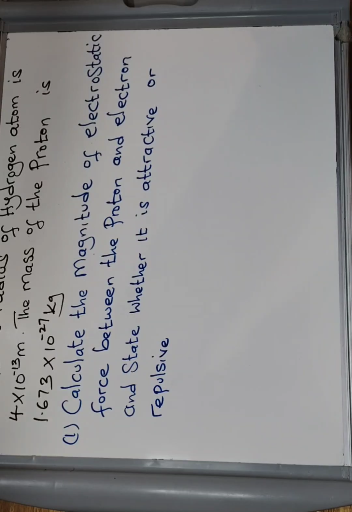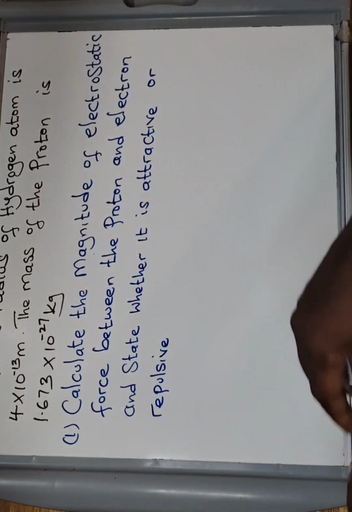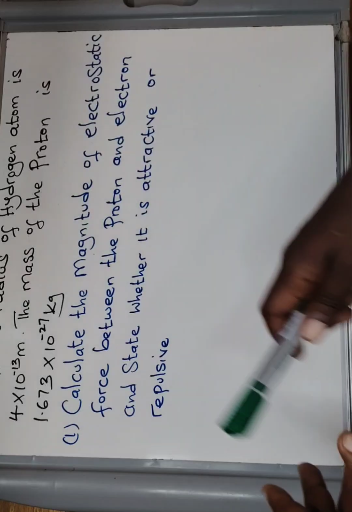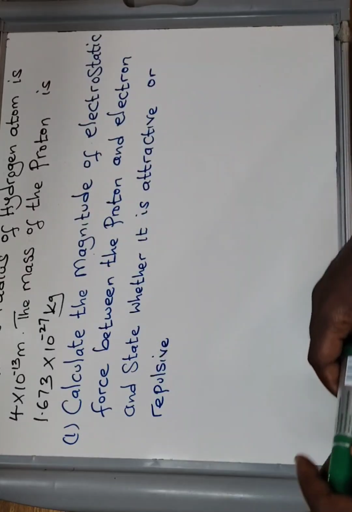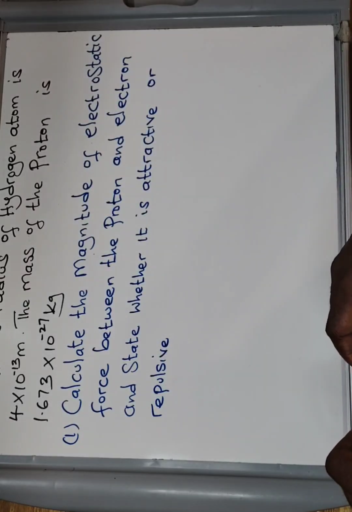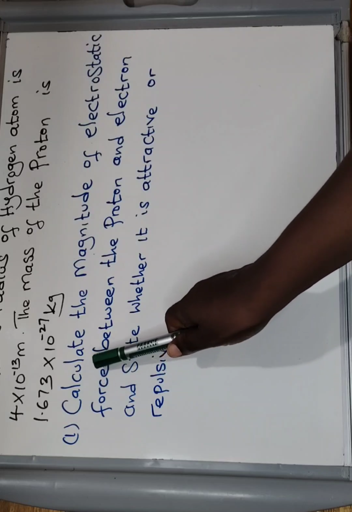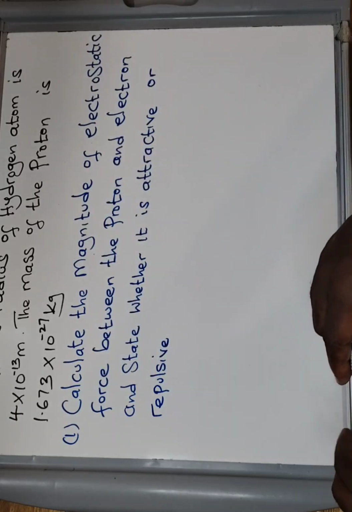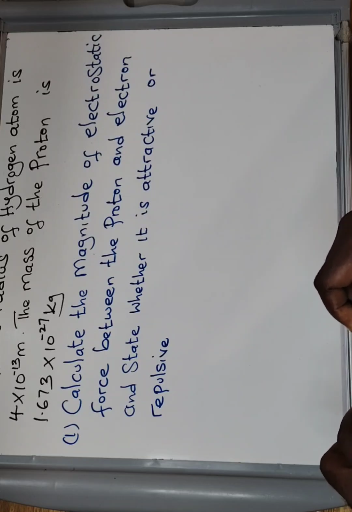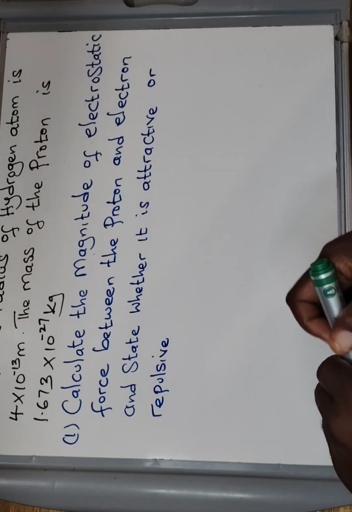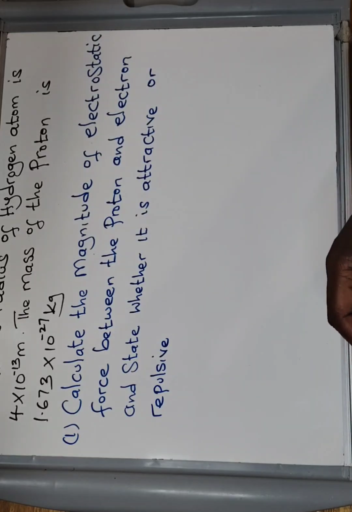Tonight we are looking at this question. It says that the atomic radius of a hydrogen atom is this, and the mass of a proton is given. Then the question says, calculate the magnitude of the electrostatic force between the proton and the electron and state whether it's attractive or repulsive.